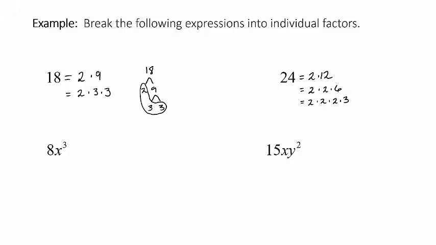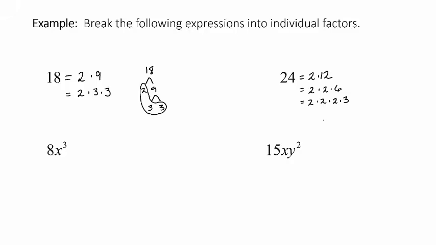Now, with the prime factorization, notice any combination of these numbers works, right? 2 times 2 is 4, and 2 times 3 is 6. So 4 times 6, that's also going to be in it. 2 times 2 times 2 is 8, and 8 times 3 is 24. So any combinations of these work. That's why the prime factorization is so useful.